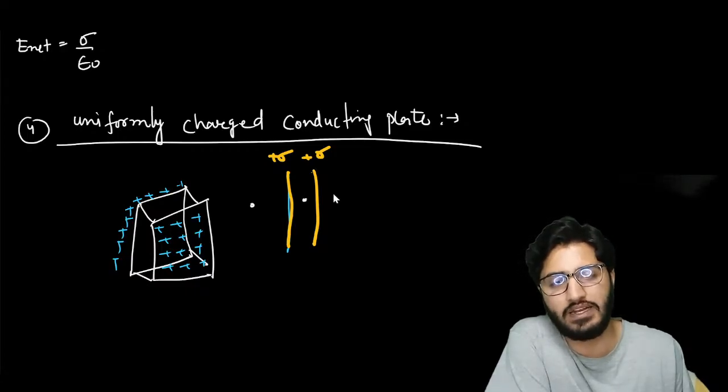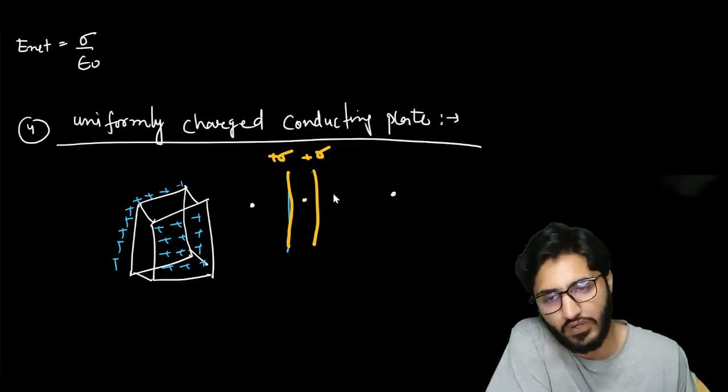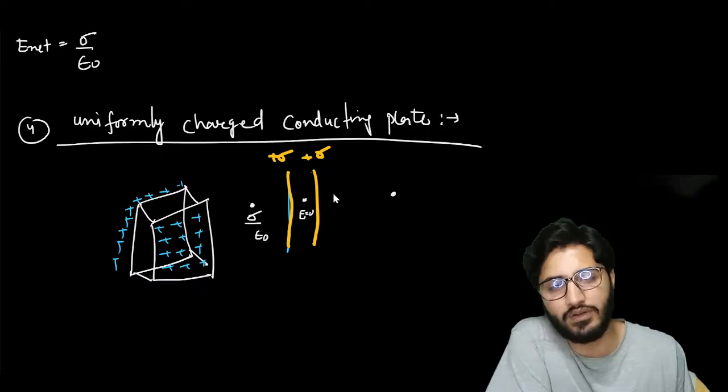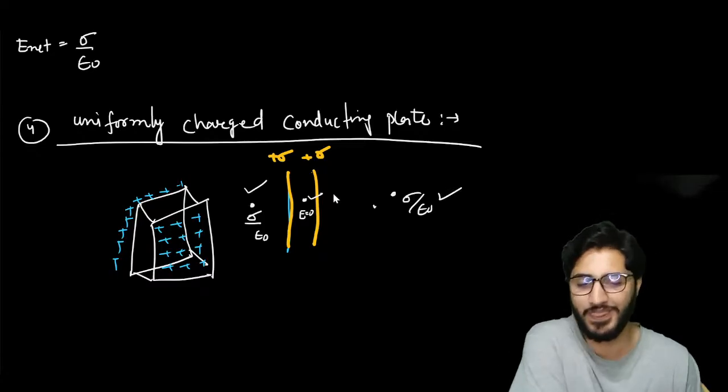What will be the electric field here? Done. So here we got sigma by epsilon naught. Here the electric field is 0. Here the electric field is sigma by epsilon naught. I guess we discussed these things, no? Clear?